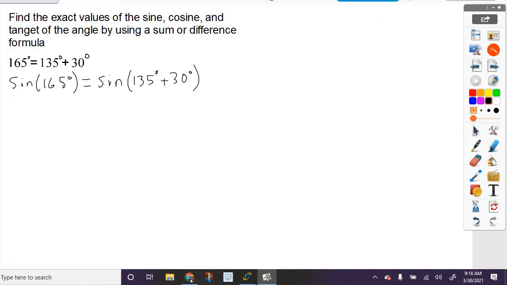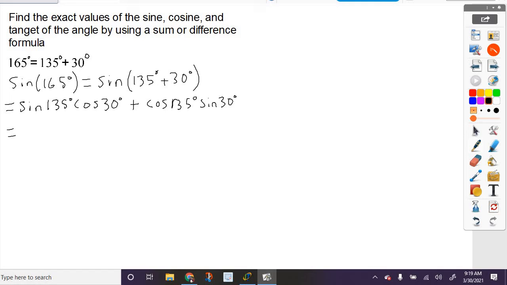So here it says find sine of 165 degrees. So again, I'm going to break it apart just like we did before with that 135 and 30 because that's what they give us. And then I'm just going to apply my formula. So we have sine of 135 degrees times cosine of 30 degrees. It's going to be addition because it's the same sign. And then I flip them. So cosine of 135 degrees times sine of 30 degrees. And then we're just evaluating.